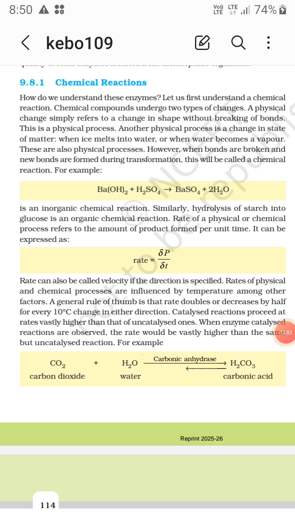So the rate of a physical or chemical process refers to the amount of product formed per unit time. It can be expressed as rate = delta P by delta T. Okay, rate can also be called velocity if the direction is specified. Rates of physical and chemical processes are influenced by temperature among other factors, right? A general rule of thumb is that a rate doubles or decreases by half for every 10 degree Celsius change in either direction. Okay, catalyzed reactions proceed at rates vastly higher than that of uncatalyzed ones.